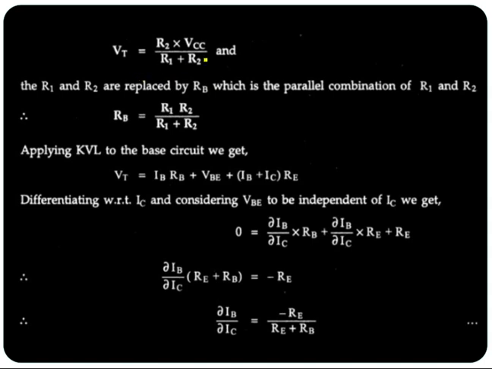So what is VT? It is VCC into R2 divided by R1 plus R2. You know R2 and R1. And R1 and R2 are replaced by RB, which is a parallel combination of R1 and R2, and you get the Thevenin equivalent R1 R2 by R1 plus R2. So applying KVL to the base circuit, we get VT equal to IB RB.